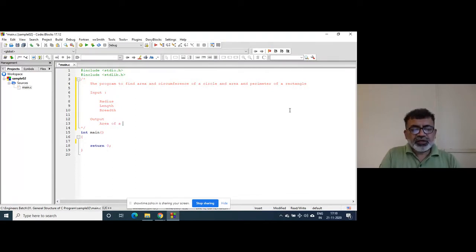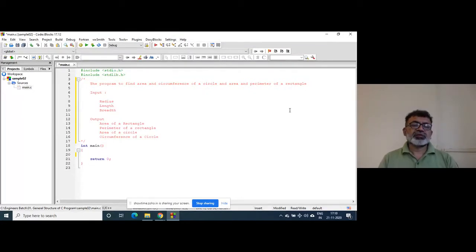Area of a rectangle, perimeter of a rectangle, area of a circle, circumference of a circle. Right? So these four outputs are expected. On the basis of that, why actually I wrote this?